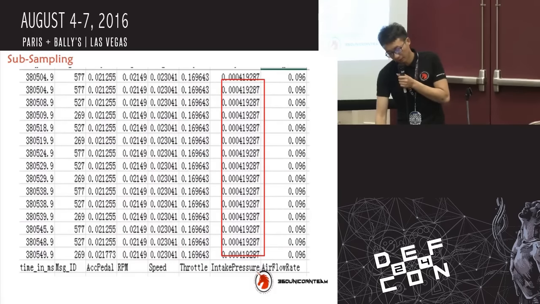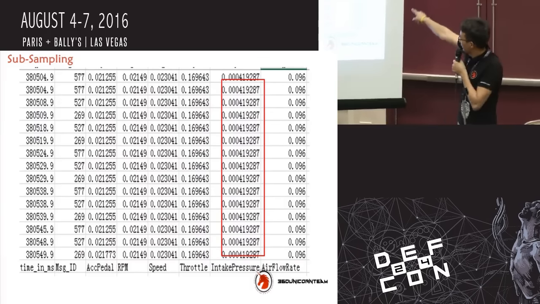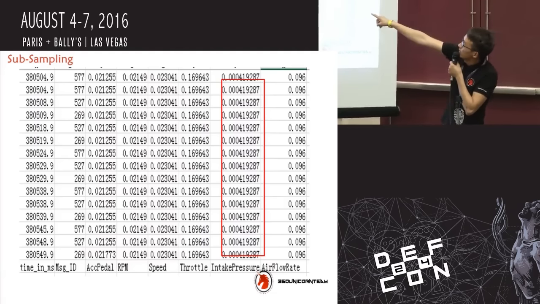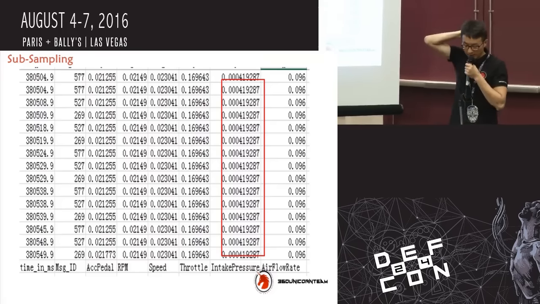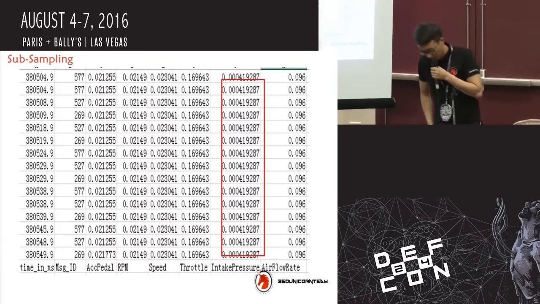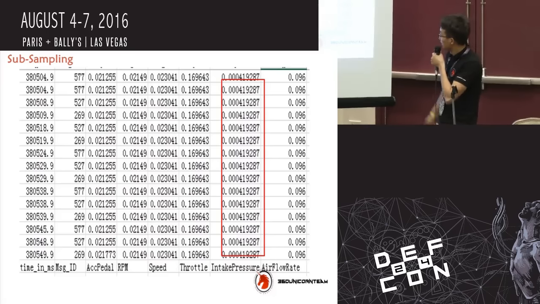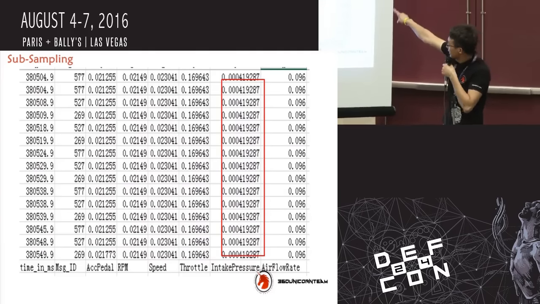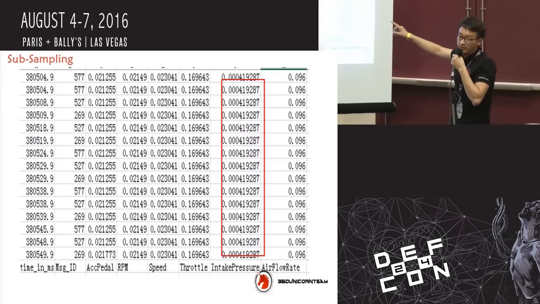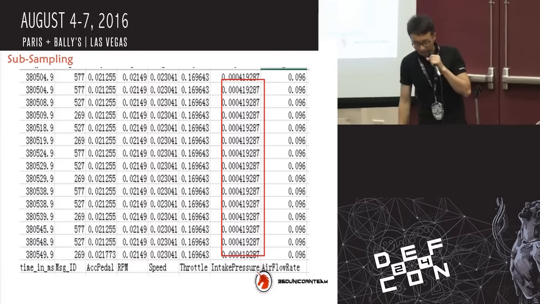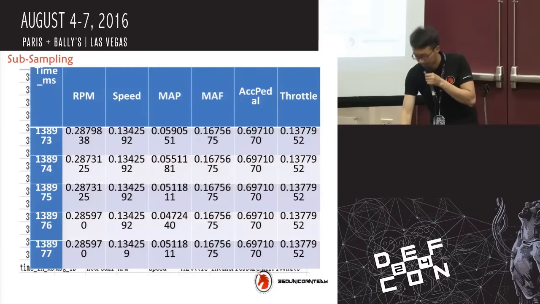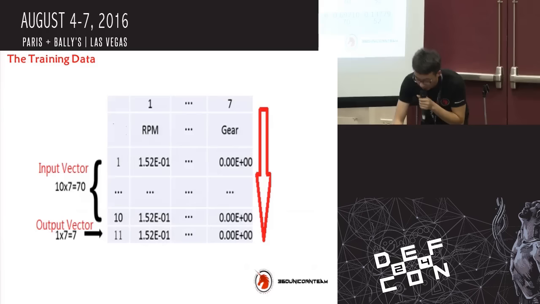Subsampling. After interpolation, certain parameters change very, very slowly. You can see that the left-most column is the time in microseconds, and these parameters, like the intake pressure, are not changing very fast. So you could do some subsampling to make the training data set smaller. After subsampling it looks like this; you can see the changes.